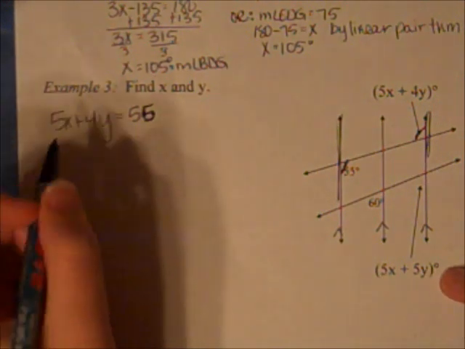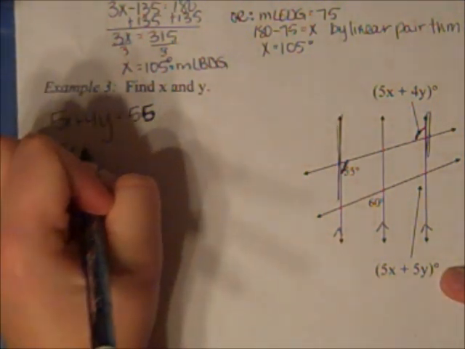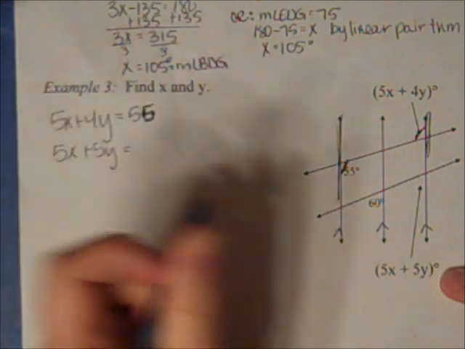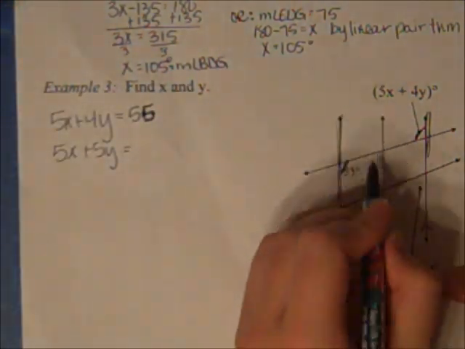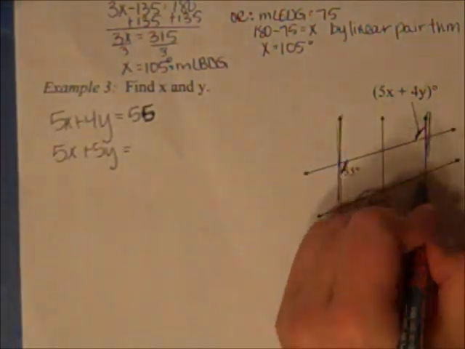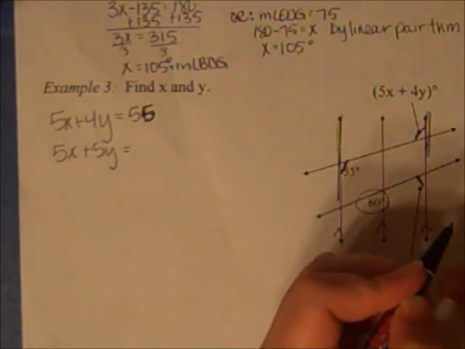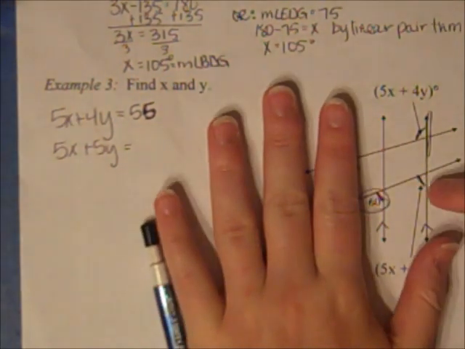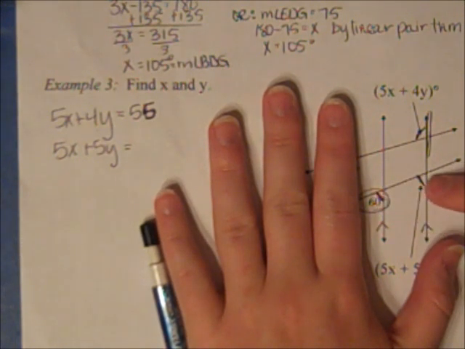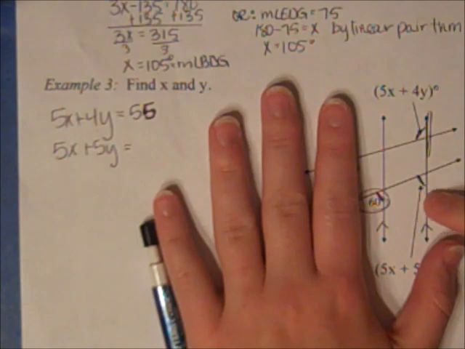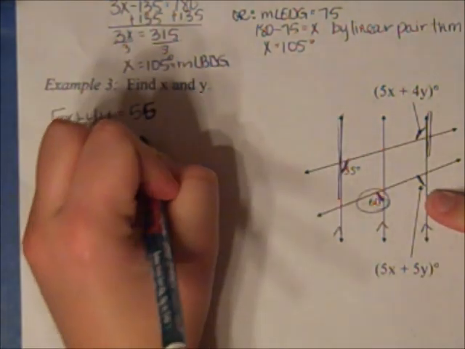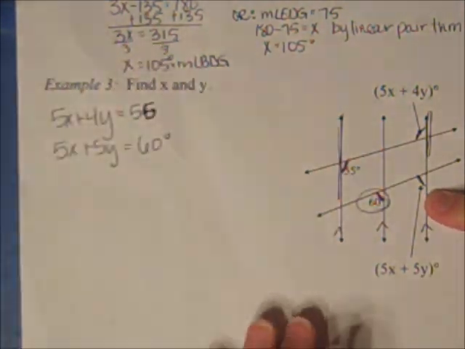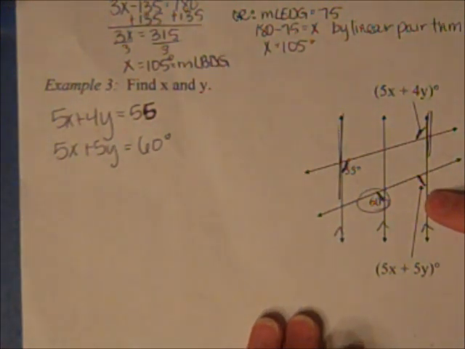Then moving on to the other one, 5x plus 5y. If I look at this 60 degrees right here, this one is in the bottom left, as is, I can ignore this third line over here. These are corresponding, and I know by the corresponding angles postulate that those are congruent, so I can set that equal to 60 degrees.